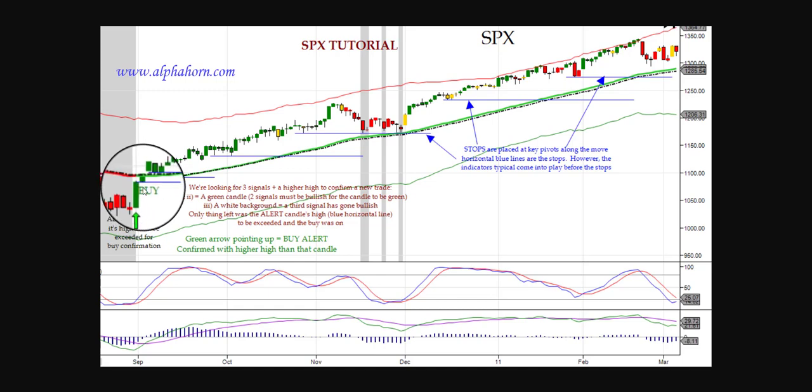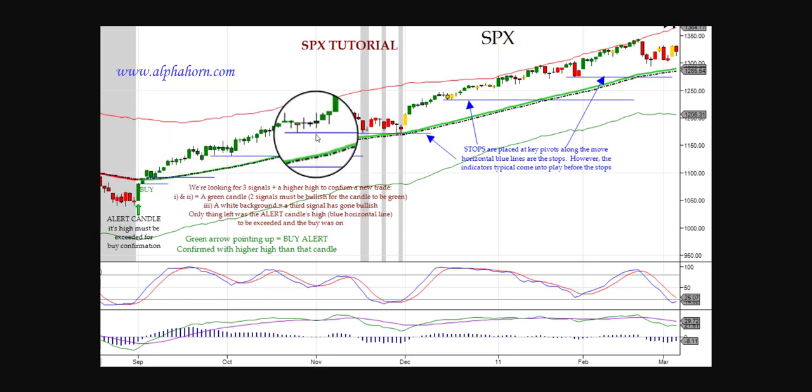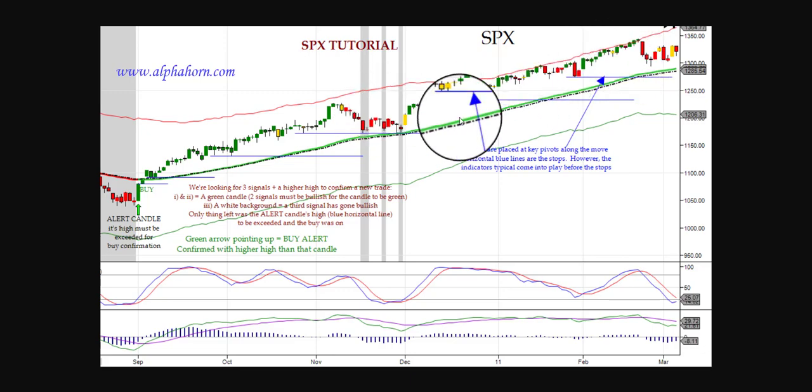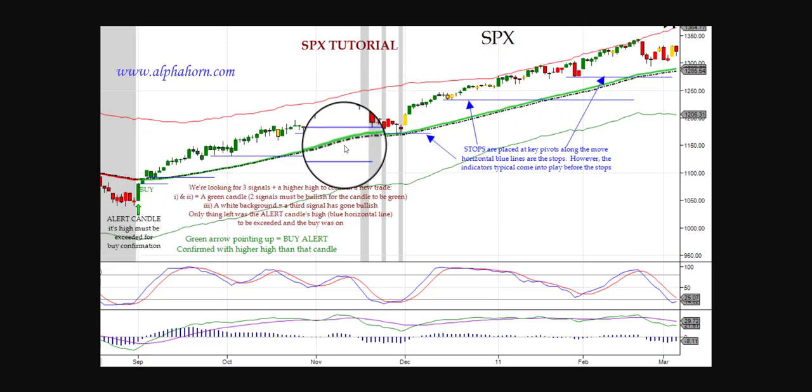And as you can see, the next day it printed another green candle. The background remained white. We closed above the high of the day, so this alert was confirmed with a buy signal. And so the S&P, this is one of the longest rallies and trends we had in a while. We stayed in that trade for roughly 6 months.